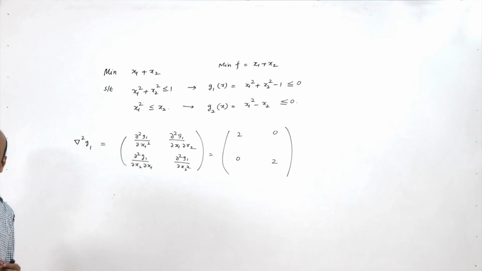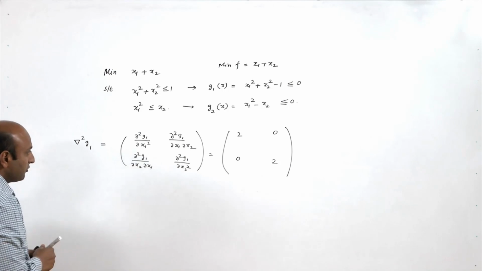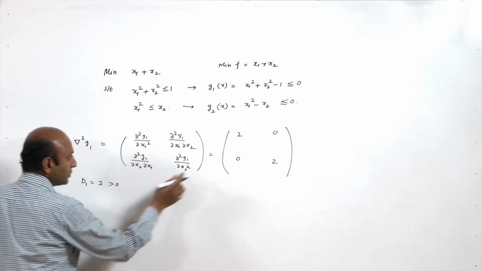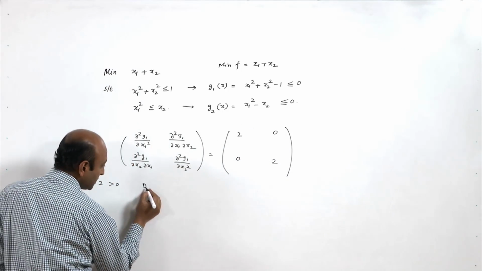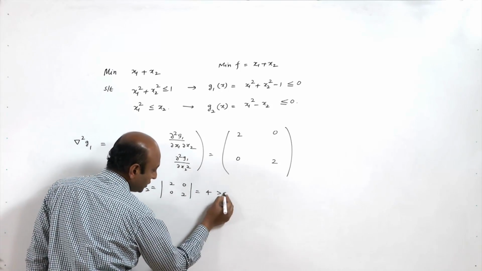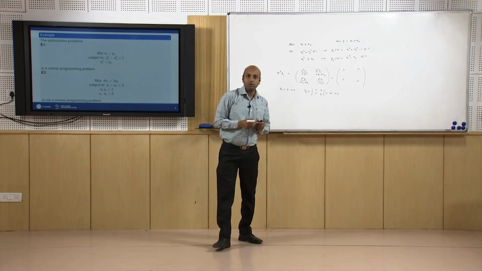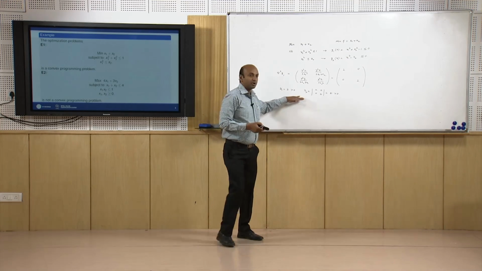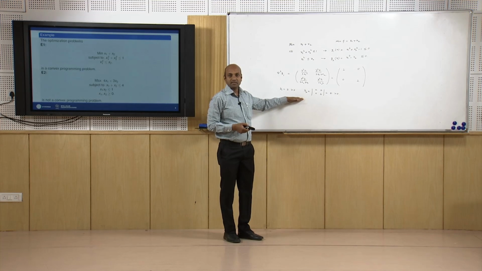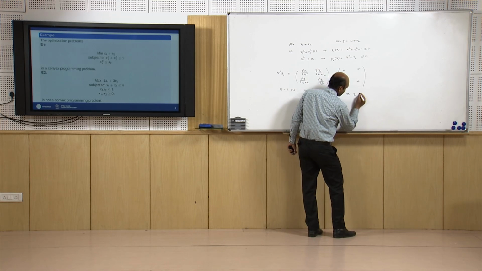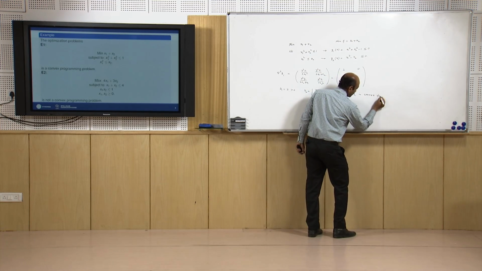Now, to see whether it is a convex function or not, we take leading principal minors. We use that test. So, what is d1? d1 is 2, which is greater than 0. And d2 is the determinant of 2 0 0 2, which is 4, again greater than 0. Since d1 and d2 both are greater than 0, this means the Hessian matrix is positive definite, and this means the function is convex. So, this implies g1 is a convex function.